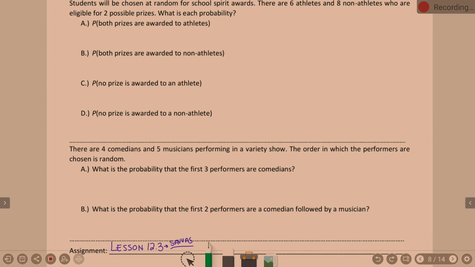Two more example sets, so to speak, here. Students will be chosen at random for School Spirit Awards. There are 6 athletes and 8 non-athletes who are eligible for 2 possible prizes. What is each probability? Permutations, combinations. Which one should we use? In other words, is order going to matter within this problem?